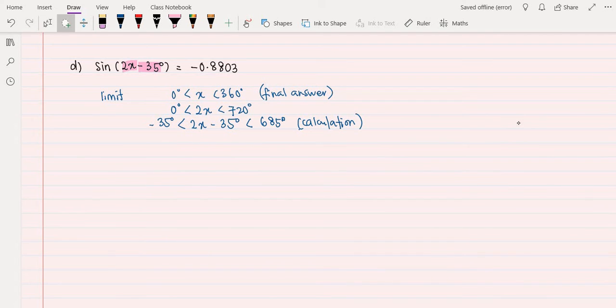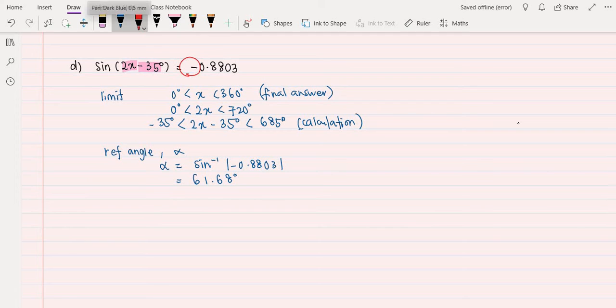Okay. Next, what we need to do is find our reference angle, which is alpha. To find alpha, we just use the formula arcsine of the absolute value of negative 0.8803. So we just key it into our calculator, and we will have alpha is actually 61.68 degrees.